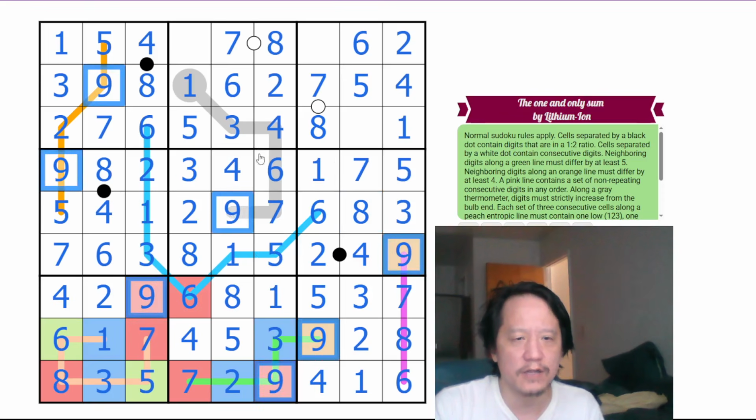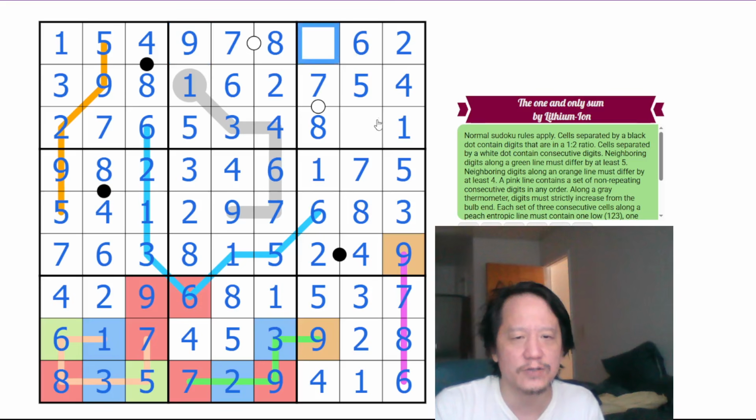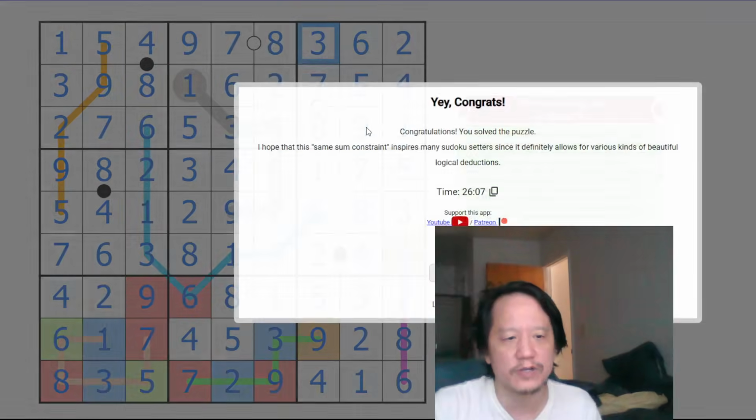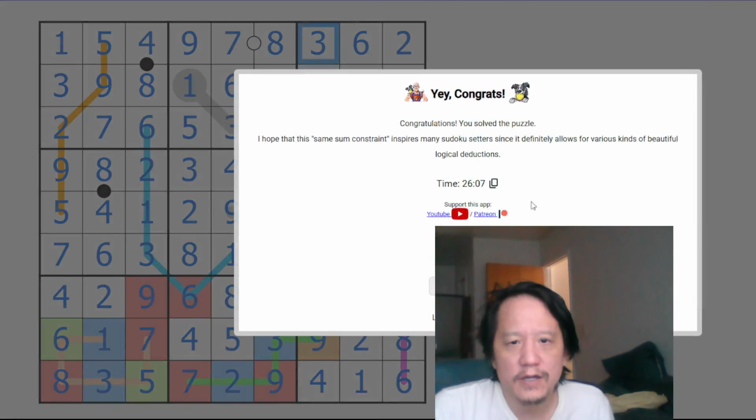9 in column 4. This is left of the 9, so that means this can't be 9. So 9 in column 8 is there. That leaves that as a 3. And that's a solution. Congratulations, you solved the puzzle.